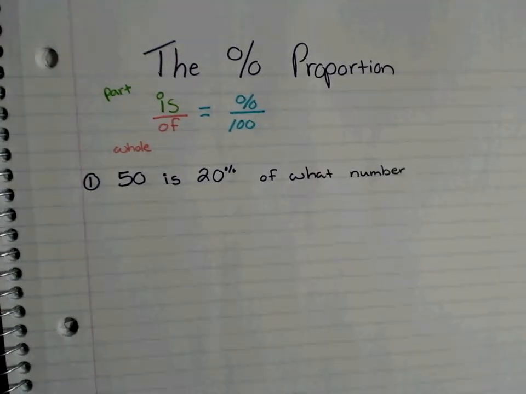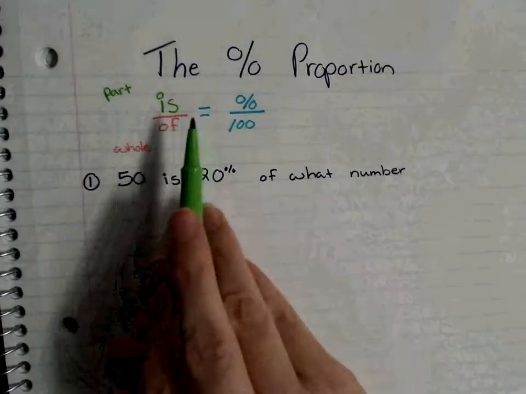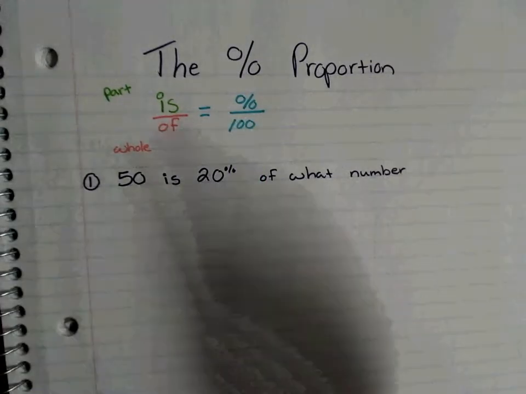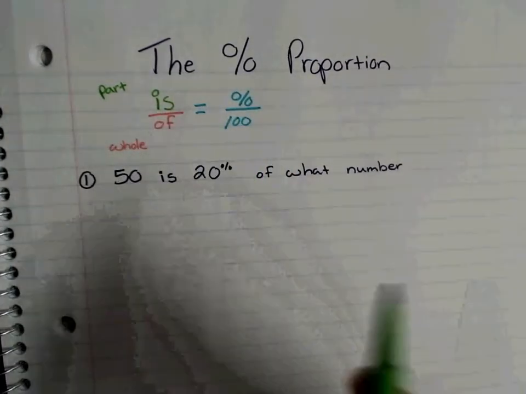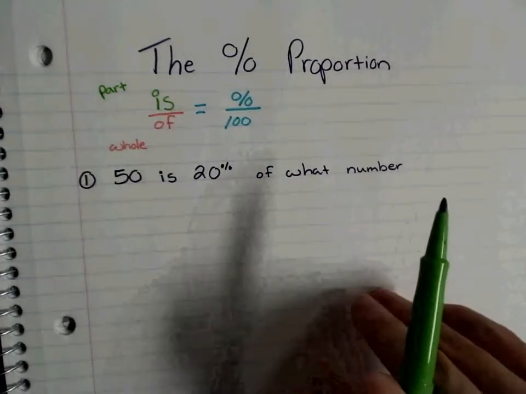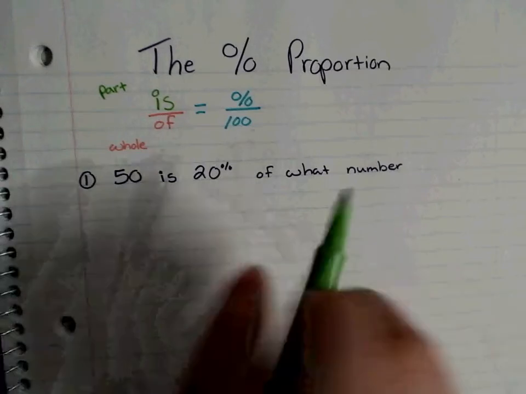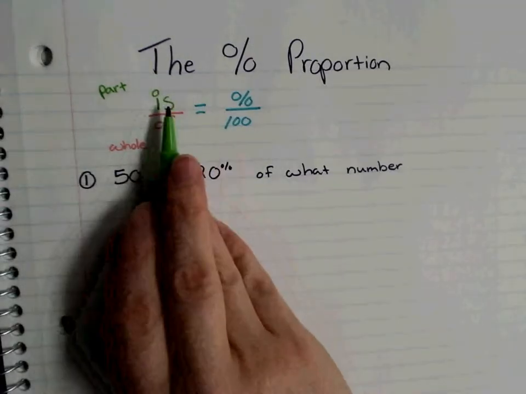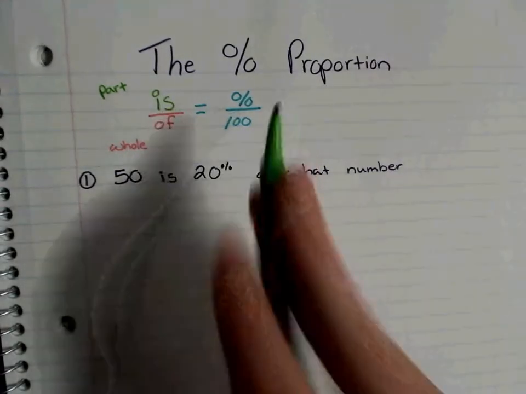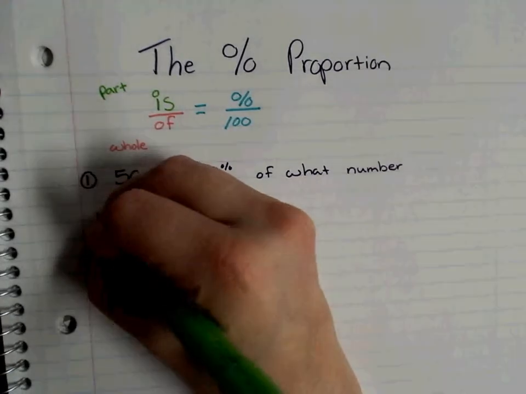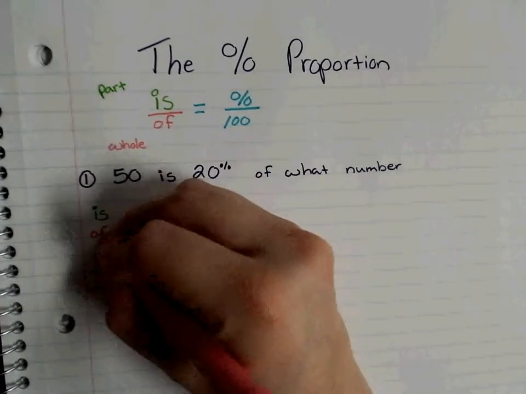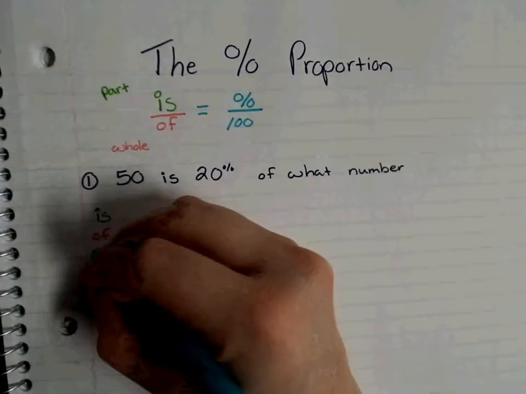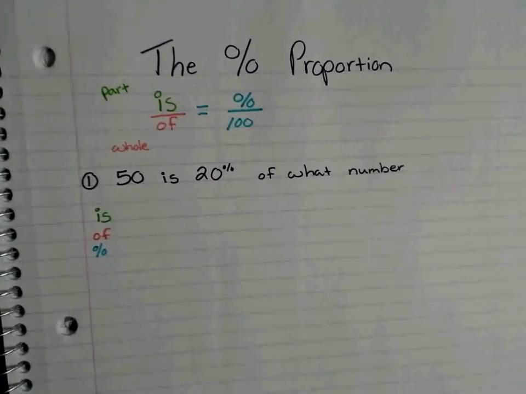So we have 50 is 20% of what number? Like I said before, you got is over of equals percent over 100. The only number that we know in this proportion is 100. It's the only one that is guaranteed always there. Now we have to figure out what is the is value, what's the of value, what's the percent value. So what I suggest you write down is you write down is, you write down of, and you write down percent, and you fill in that information. So let's take a look at 50.